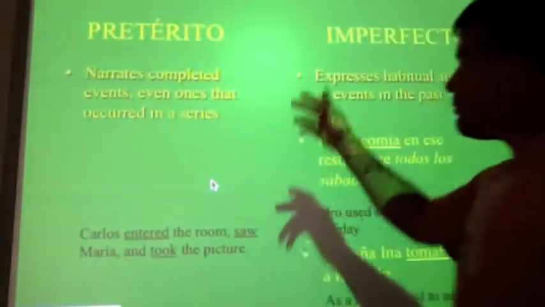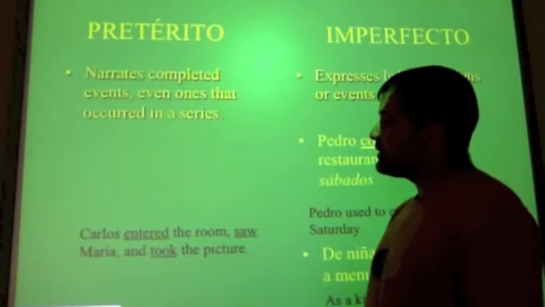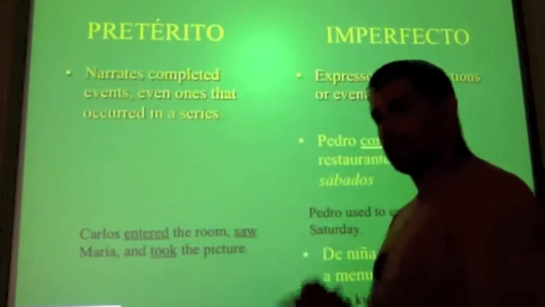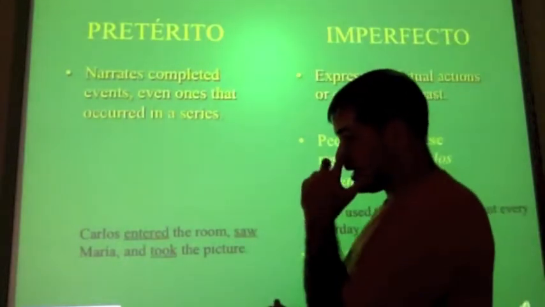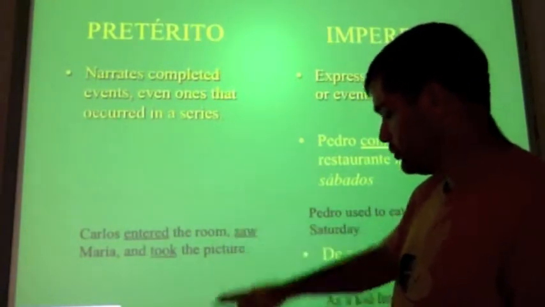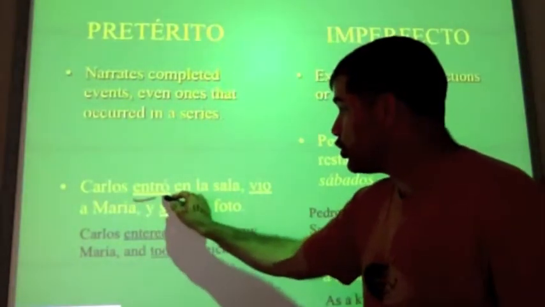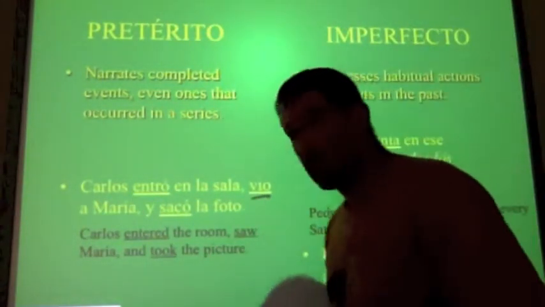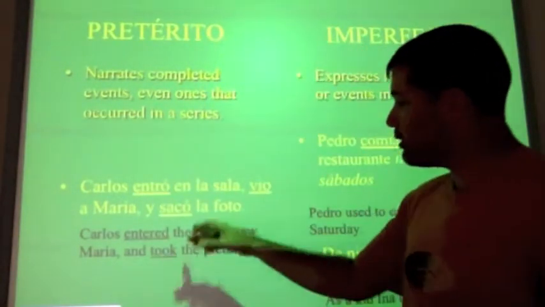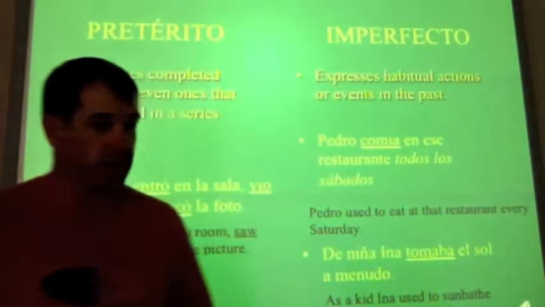Okay. Also, in el pretérito, we narrate completed events, even ones that occurred in a series. So if we're saying that something happened, but it's a completed event, and we're narrating that they happened, they'll all be in the preterite tense. Carlos entró en la sala, vio a María y sacó la foto. So he entered, saw Maria, and took the picture. All of those are events that happened or actions that took place and are done.